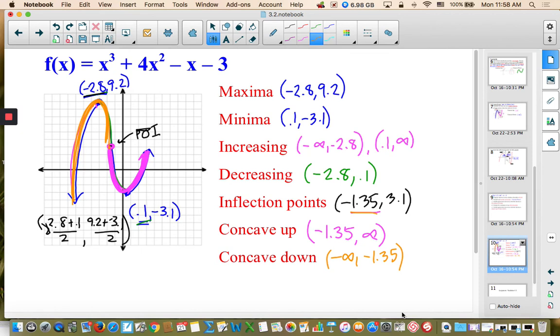In this assignment, you will have to do what we did here at the end. Graph on your calculator, change the window if you need to, and find all of these different things. Good luck.